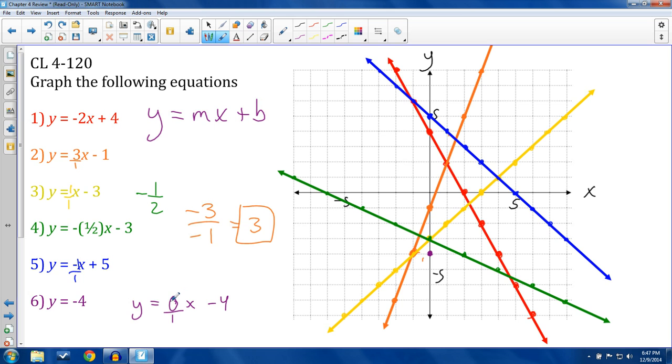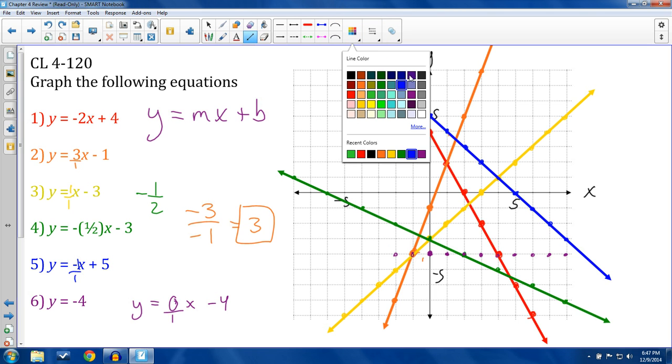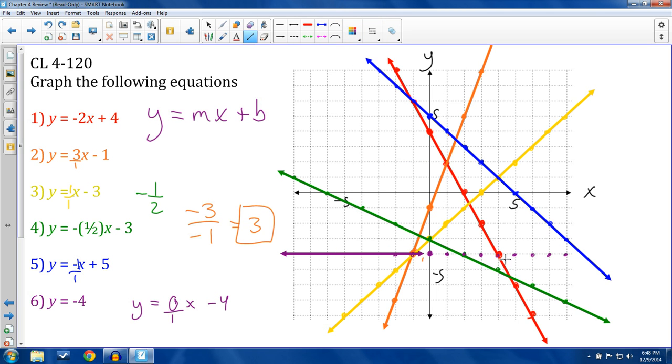We are going to rise or fall nothing. We won't rise or fall. 0 over 1. 0 over 1. Up or down 0 over 1, etc. And notice, this is a straight, flat, horizontal line. So a slope of 0 gives you that whole flatness right there all the way across at negative 4.